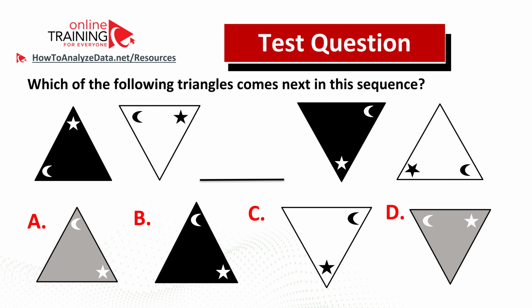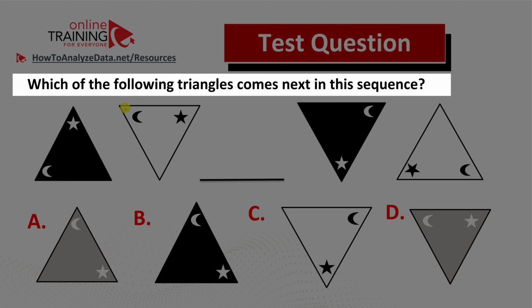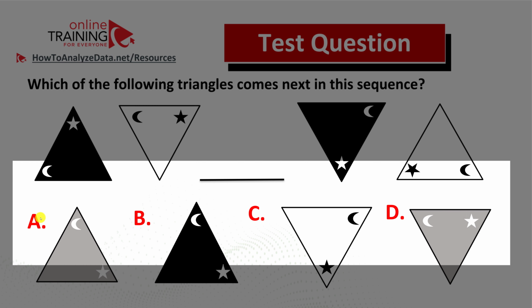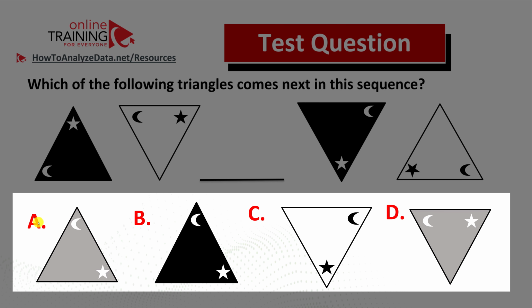Alright, I have a tricky question for you, which you might frequently see on the test. The cool thing is that you might be able to solve it, or in case you don't, I would love to show you the solution. Which of the following triangles comes next in the sequence? You have a sequence of 5 triangles, and one triangle in the middle is missing, and you have 4 different choices to pick the right triangle.